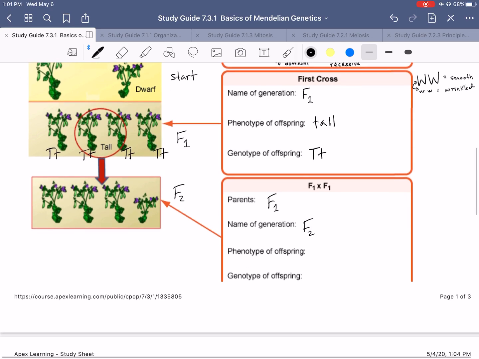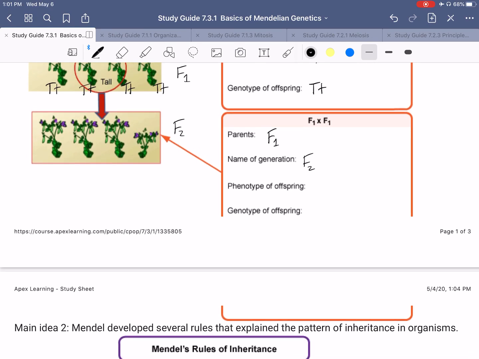All right, and before I start doing that, let's fill out the phenotype of the offspring on here. So we're going to do this one right here, phenotype of offspring. Well, the phenotype is what you see. So we have tall, tall, tall, and short. So we have tall and short, and actually a 3 to 1 ratio.